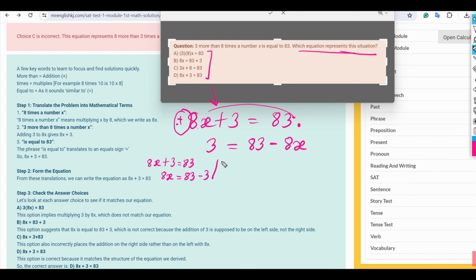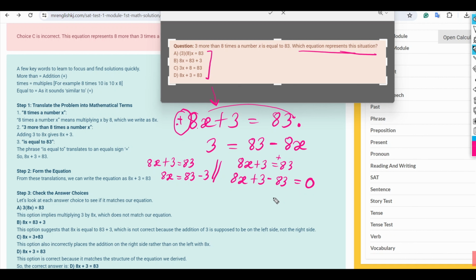And if I do it like this, 8x plus 3 equals 83, and I move 83 to the left side, then it will become like this, 8x plus 3. Here you can understand this is positive one because there is no sign. It will become negative 83, and here we will get 0. Okay, that's how we do the basics.